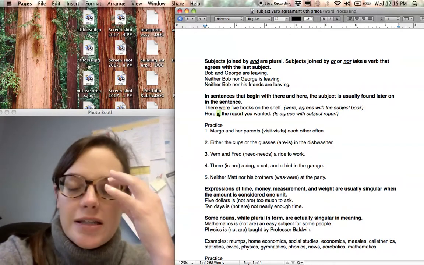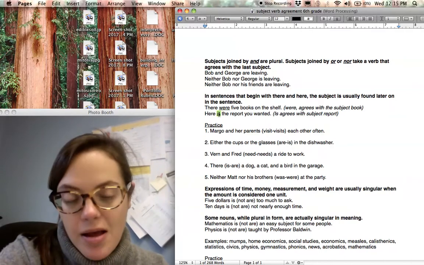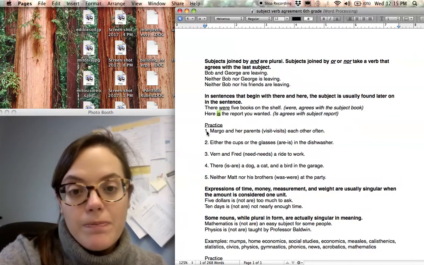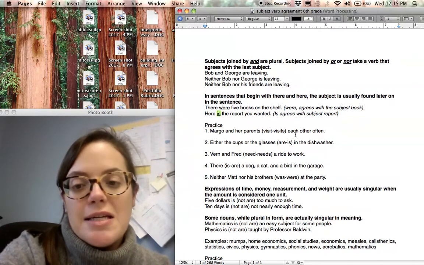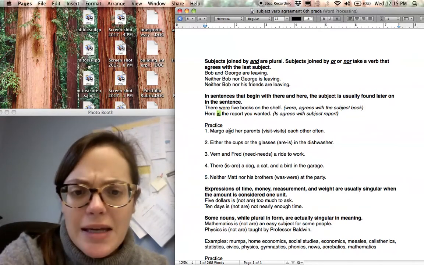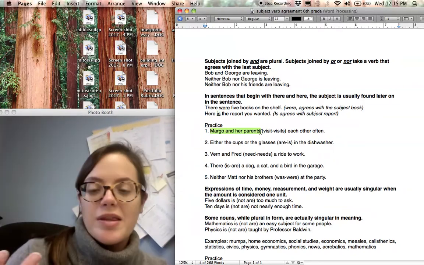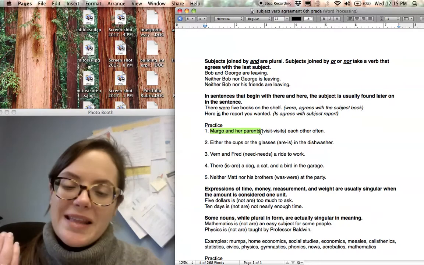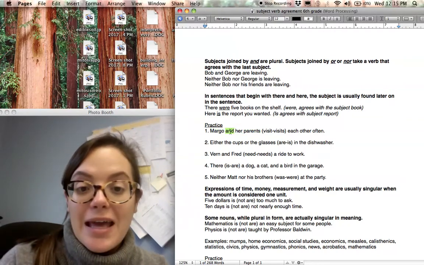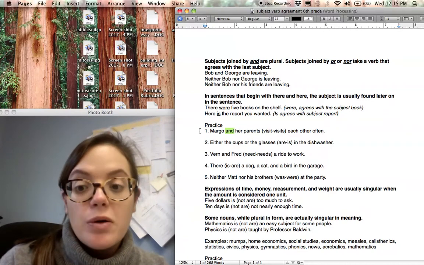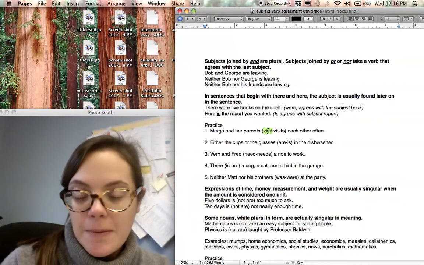So let's do some practice, and I want you to underline the subject here and circle the correct form of the verb. Number 1, Margot and her parents visit or visits each other often. Margot and her parents is my subject, so let's underline that. They're who or what the sentence is about, who or what is performing the action. And I see they're joined by and, so that's going to make this a plural subject. So I want to choose the verb visit.